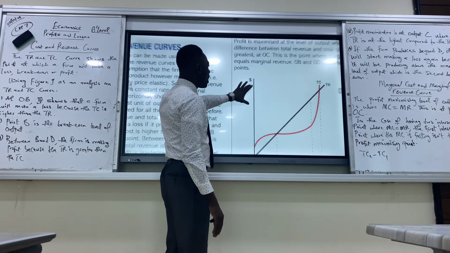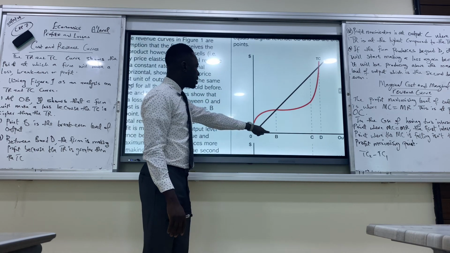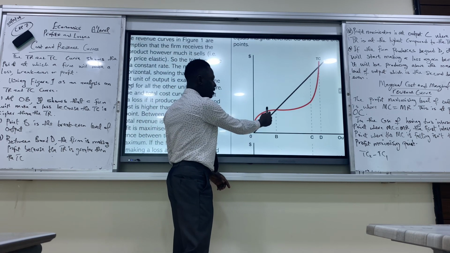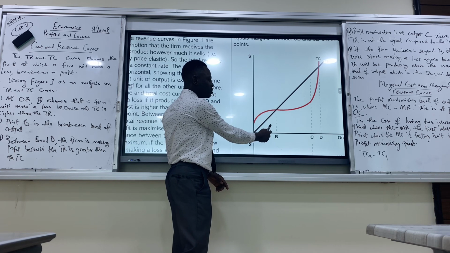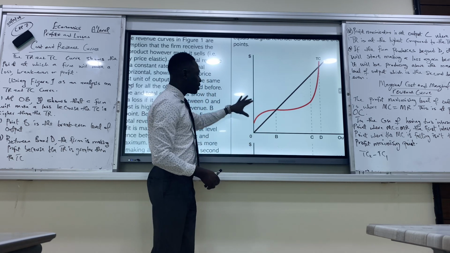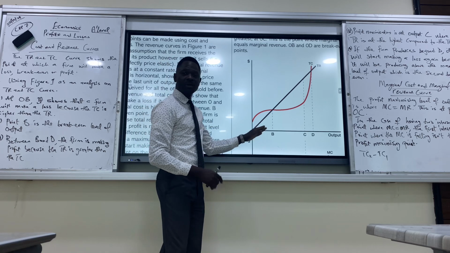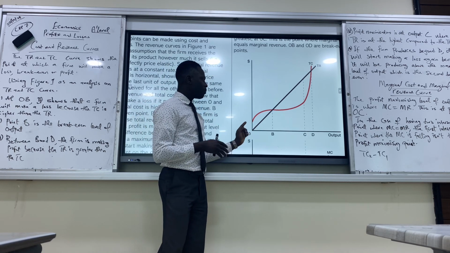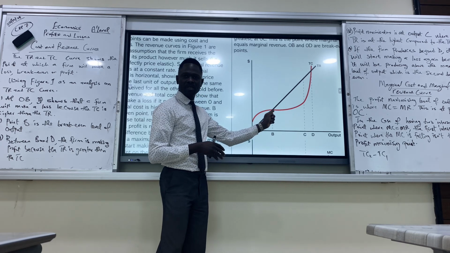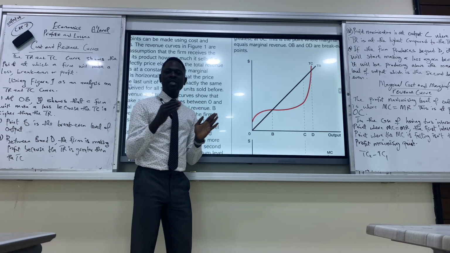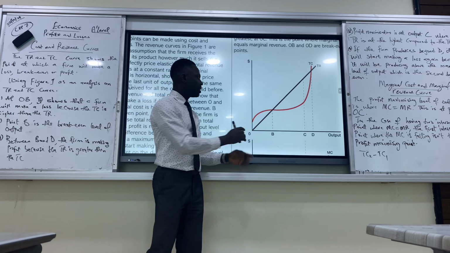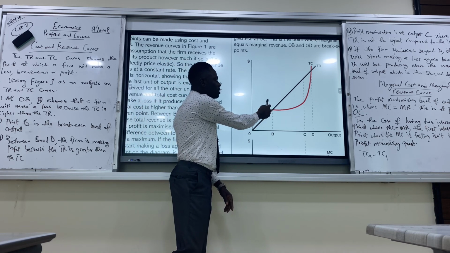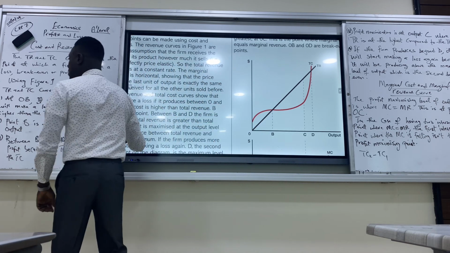So based on the graph we have here, at point OB, the total cost is more than the total revenue, which means if the firm is producing at point OB, it is going to be incurring a loss. So point B is the break-even point, which means the firm is not making a loss or a profit. That is the point where the total revenue equals the total cost. So this is the analysis here.